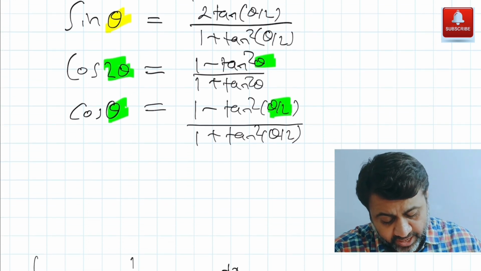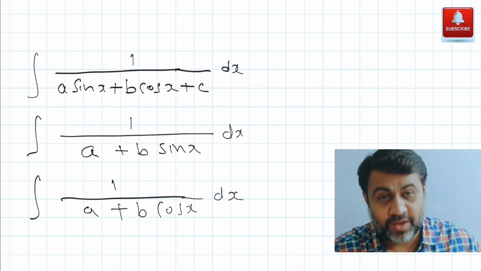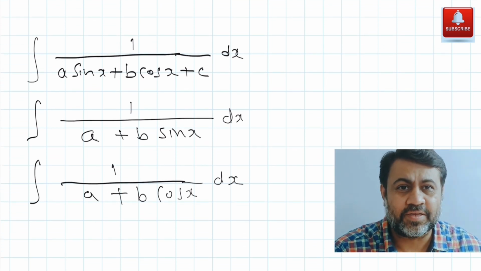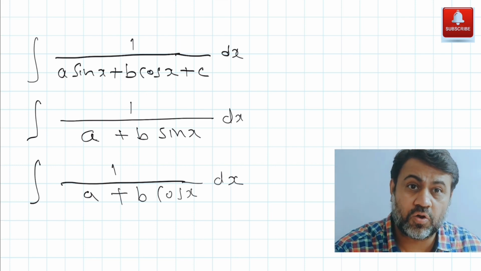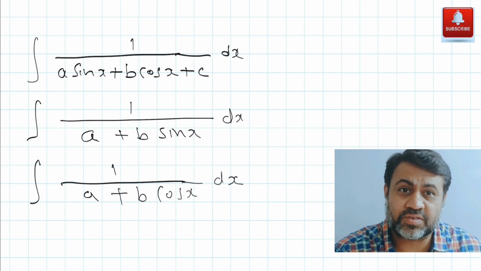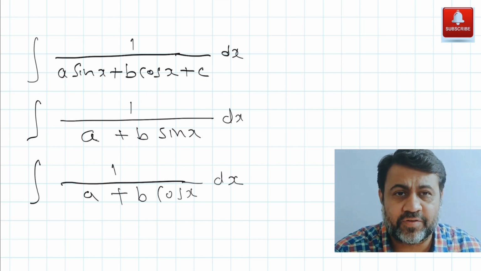So what type of question comes on this? Now you see this is 1 by a sin x plus b cos x plus c. Just now we read 1 by a sin square x plus b cos square x plus c. ठीक है, वहाँ पे sin square x, cos square x was there. Here we have sin x and cos x. So these questions look similar, but the approach is a little different.